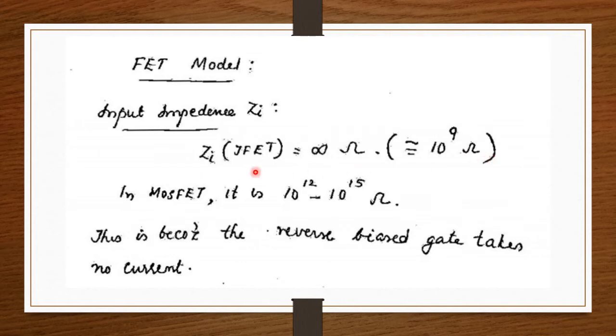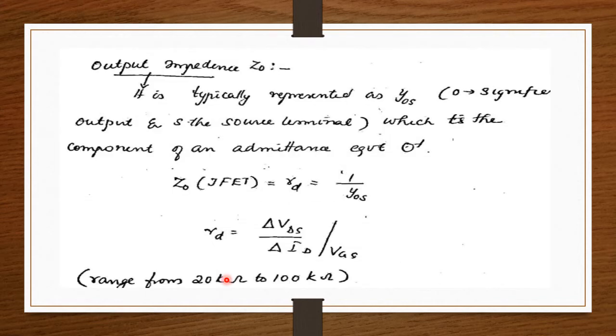This is because of the fact that the input side or the gate side is always reverse biased to a very high voltage. Hence we assume that no current is taken by the gate terminal and hence the input impedance is taken as infinite value. It is approximately 10 raised to 9 ohm for JFET and in the case of MOSFET it is 10 raised to 12 to 10 raised to 15 ohm. This is because the reverse bias junction takes no current.